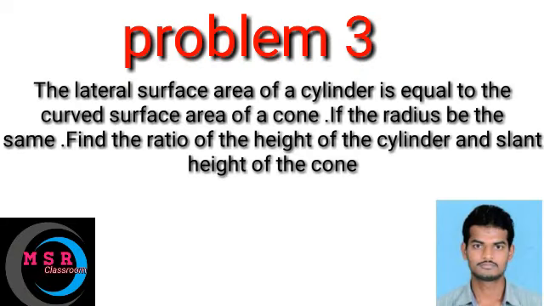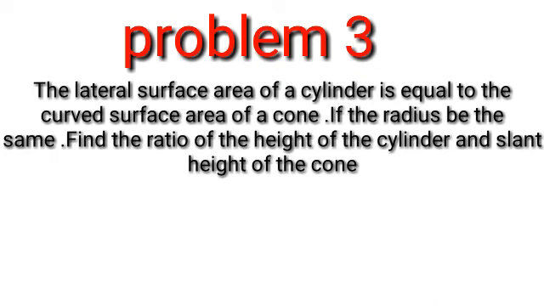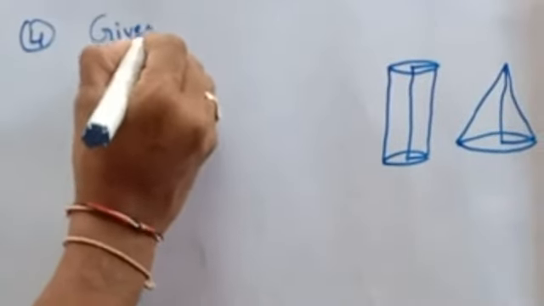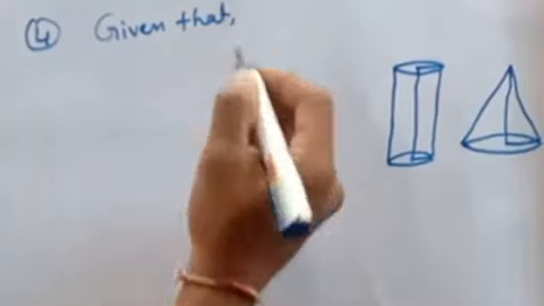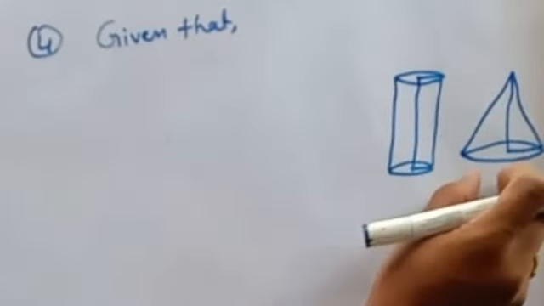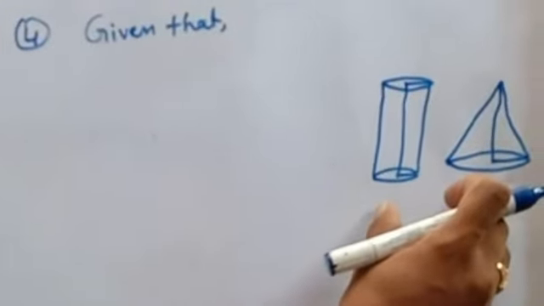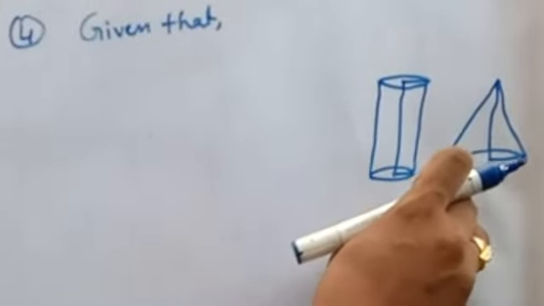Problem. The lateral surface area of a cylinder is equal to the curved surface area of a cone if the radius is the same. Find the ratio of the height of the cylinder and the slant height of the cone. Given that, one is a right circular cylinder and another one is a cone. In both the cylinder and cone, the CSA is equal from the given data.